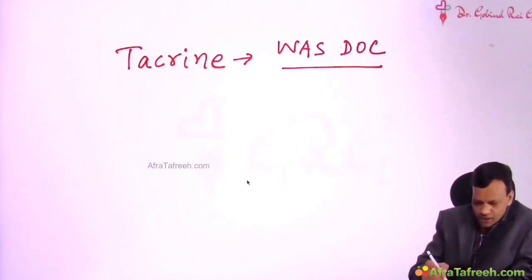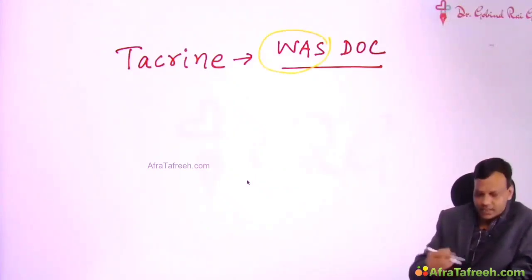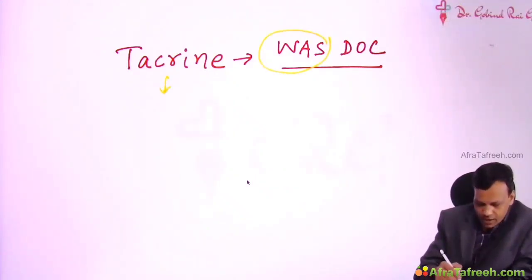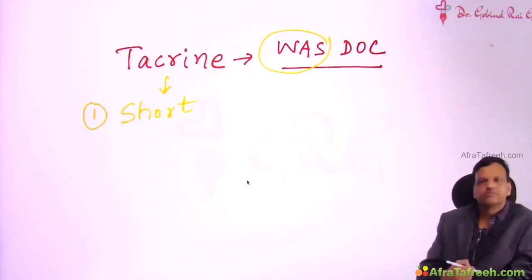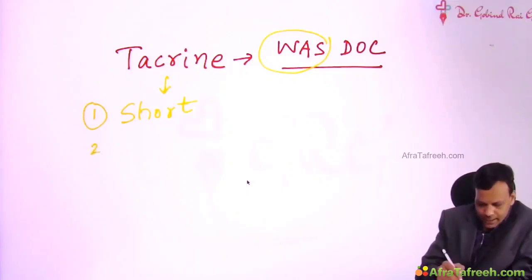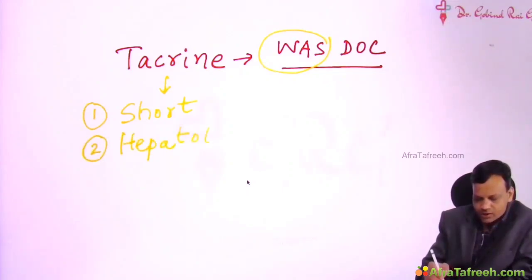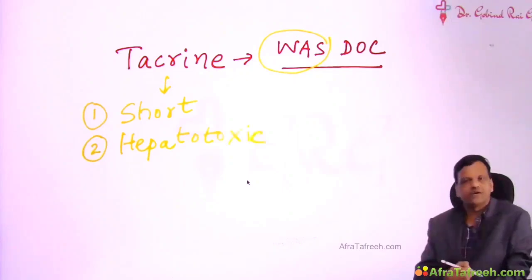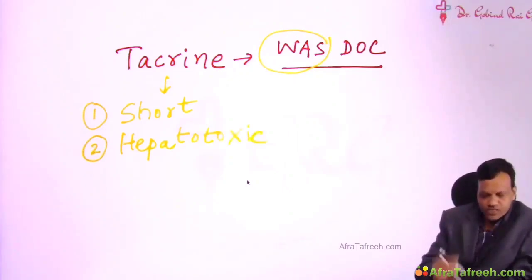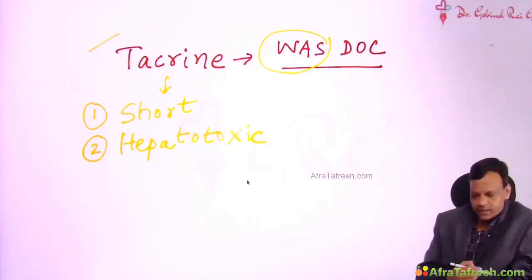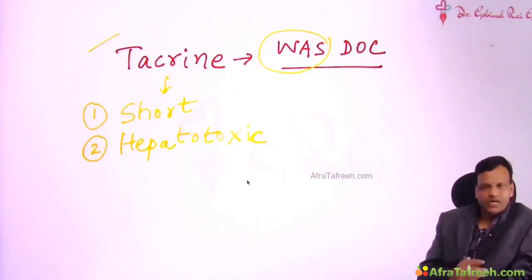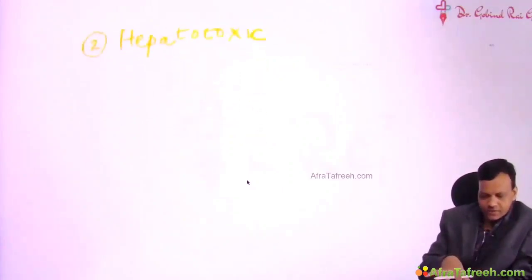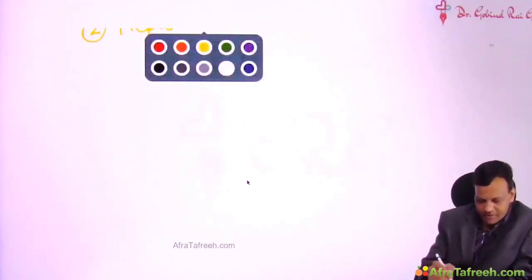Now why did I say "was" here? Because even tacrine has some disadvantages. Number one, it is very short acting, so we need to give it several times a day. Number two, tacrine caused liver damage in some people; it was hepatotoxic. But because we did not have any alternative, this was the drug of choice. Recently, we have developed new drugs which are effective and safe, and these drugs are preferred now.